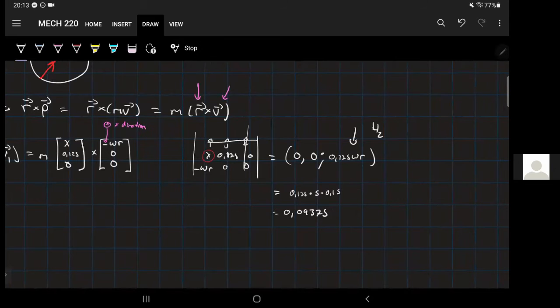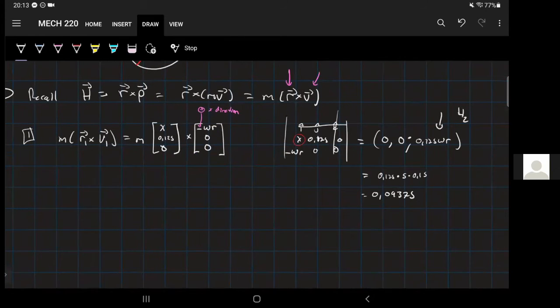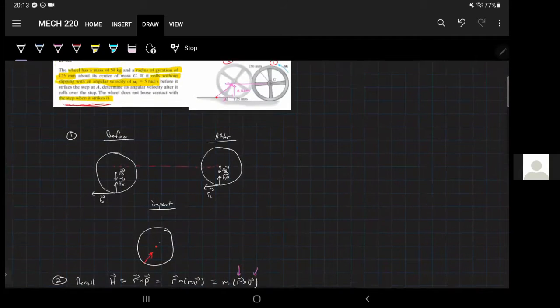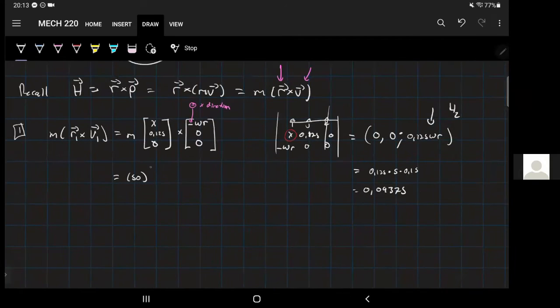So yeah, and then we plug this in, right? So we get the mass, which is 6. No, not 6. That was the last problem. So 50. Then we multiply by our result, 0.09375. And we get 4.68... All right, 4.6875.